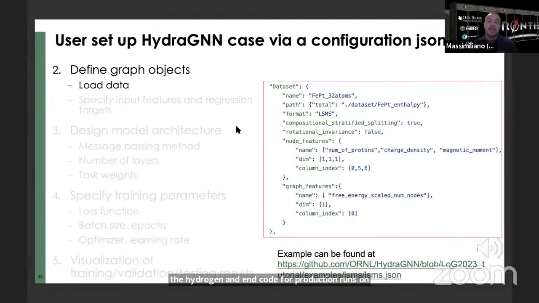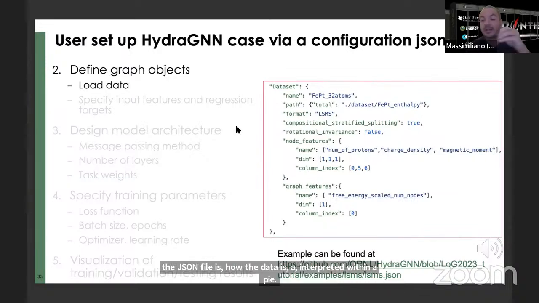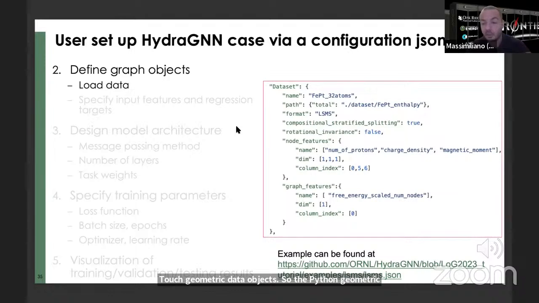supercomputers. Another important aspect that the user can define through the JSON file is how the data is interpreted within PyTorch geometric data objects. The PyTorch geometric data objects are the data classes used within Hydrogen NN to process data and feed the data into the model for the training. And important aspects of the dataset section of the JSON file are the subsections called node features and graph features.